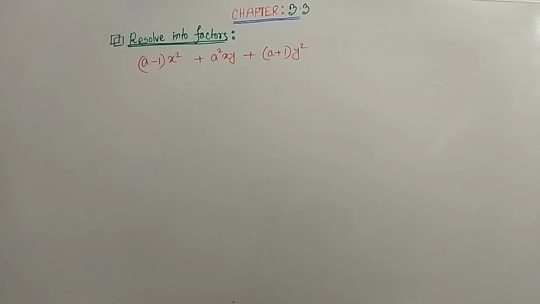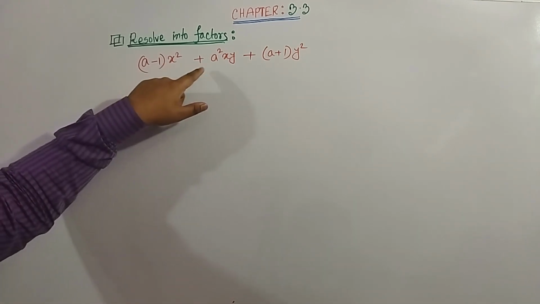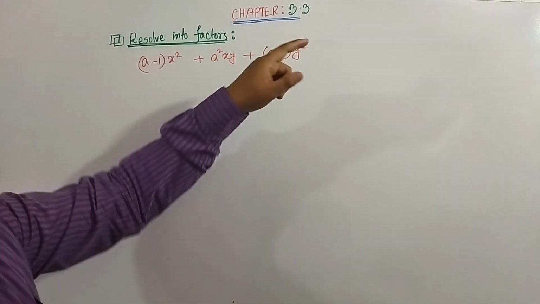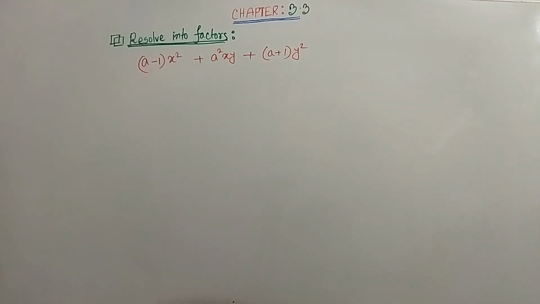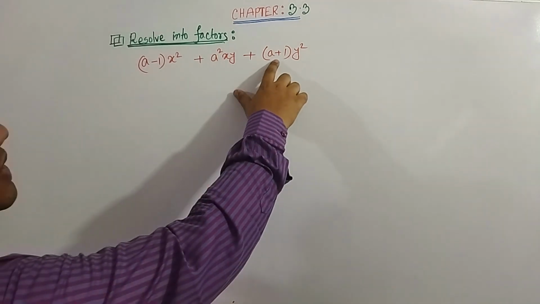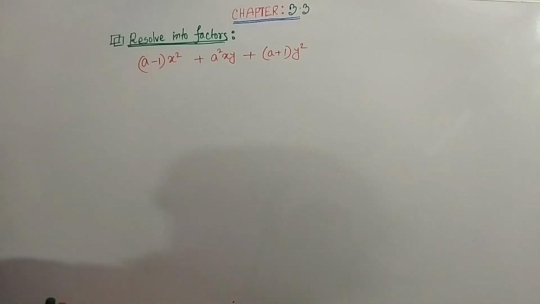This math is a minus 1 x square plus a square into xy plus a plus 1 into y square. How can we solve these types of factorizations? Here we have to think: here is a minus 1 and here is a plus 1, but we actually need a square. So what is our required thinking?